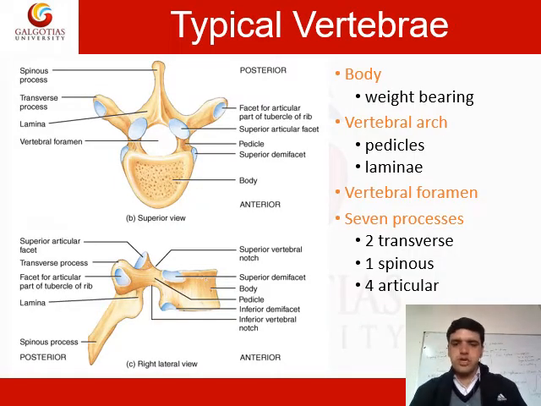What is the structure of a typical vertebra? Most of the time, all the vertebrae follow the same pattern except a few of them. Mostly all the vertebrae contain the body portion, which is responsible for the weight bearing of the entire body. Apart from that, the vertebral arch is there.